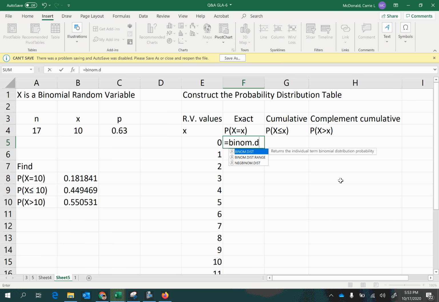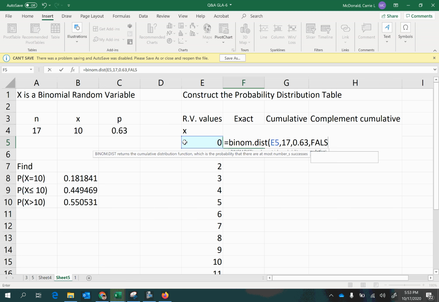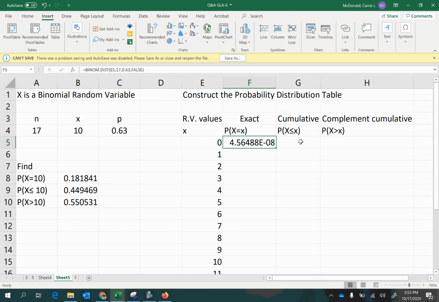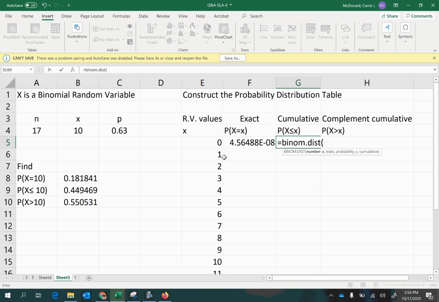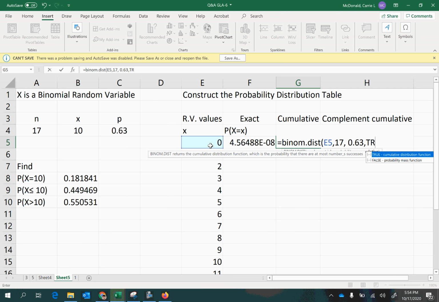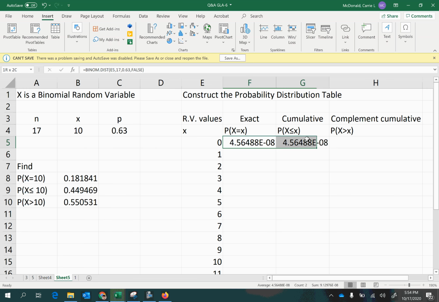I'm ready to calculate the probability of getting exactly 0 successes using binom.dist with 0 successes and 17 trials, a probability of success of 0.63 in every trial, and false for cumulative. And now I will do the cumulative one, same thing, binom.dist with the number of successes, 17 trials, probability of success 0.63, and true for cumulative this time. Now notice that they're the same though. At this point, there's nothing to add on. We're at the very first possible probability.